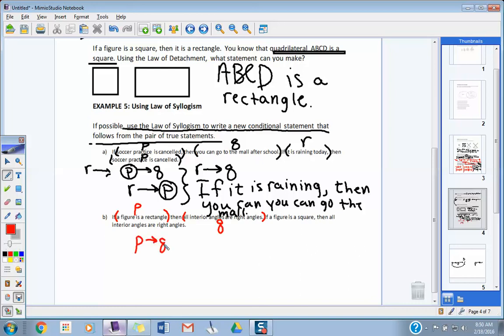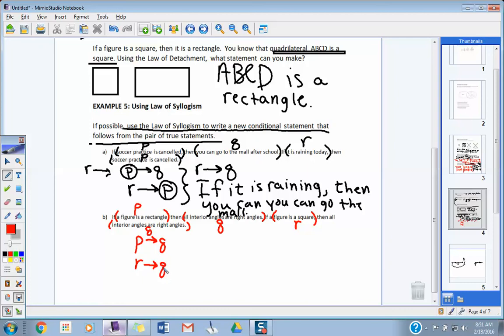The next one says if a figure is a what? Square. So that's different, isn't it? R. Then all interior angles are right angles. What letter is that going to be? Q. So in this one right here, R implies Q, right? First question. Can we use law of syllogism to come up with another conditional?